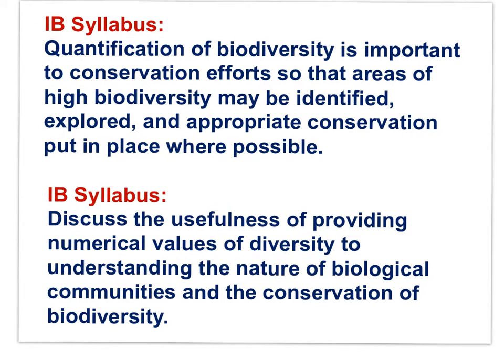Two IB syllabus statements that I've introduced to you in earlier movies, but are relevant to the considerations in designing areas that protect species and ecosystems are: quantification of biodiversity is important to conservation efforts so that areas of high biodiversity may be identified, explored, and appropriate conservation put in place where possible. Discuss the usefulness of providing numerical values of diversity to understanding the nature of biological communities and the conservation of biodiversity.